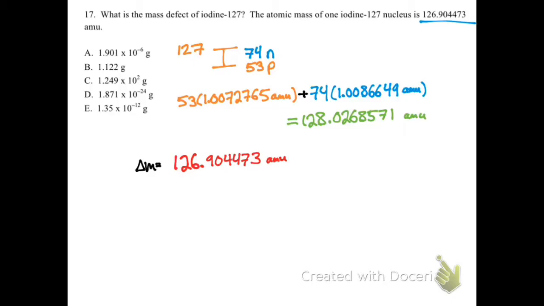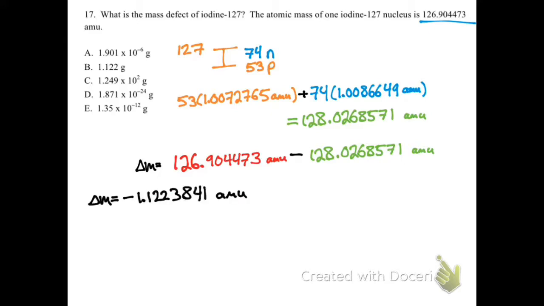So delta M, our mass defect, is going to be equal to the observed mass of iodine 127, 126.904473 AMU, and we're going to subtract from that the calculated mass that we would expect given the number of protons and neutrons. So we're going to subtract from it the 128.02685571, and that's going to give us our delta M, which is negative 1.12238841 AMU. So that's the amount of mass that's, quote, missing.